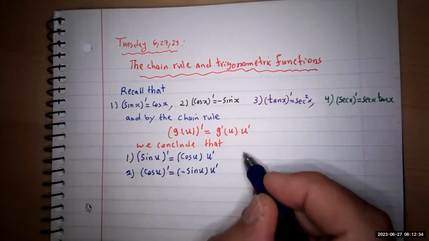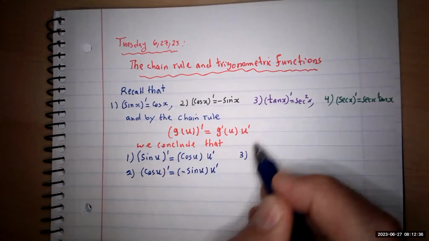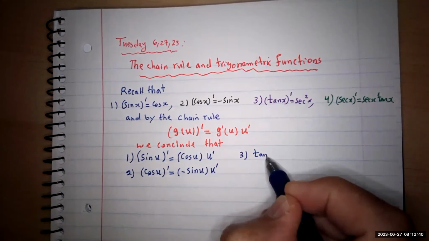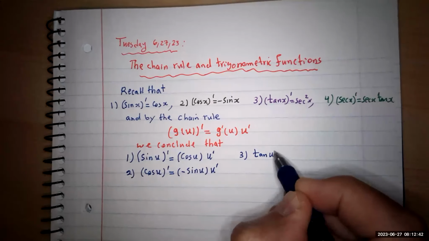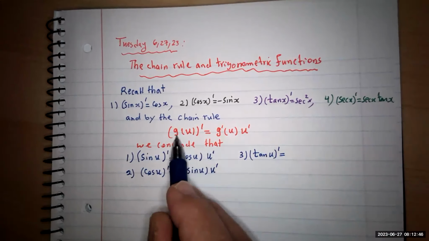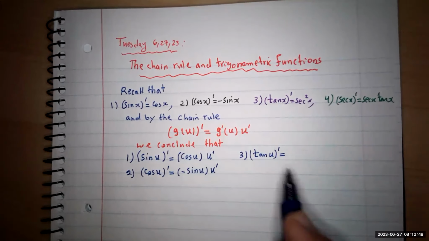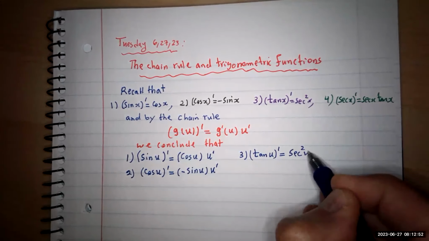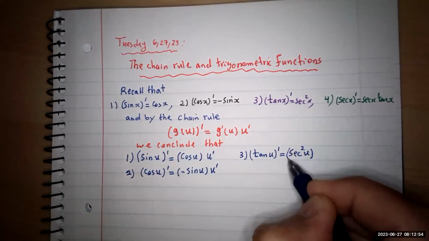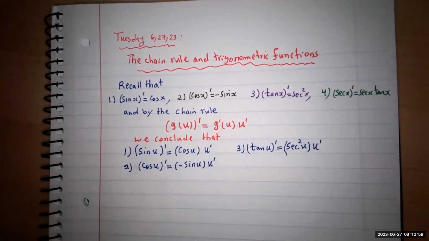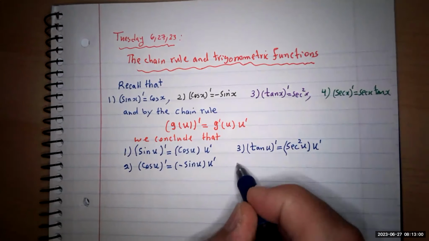Now the third one. How about the derivative of the tangent of something other than x, tangent of u? Again, your g function is tangent. The derivative of tangent is secant squared. But remember, it's secant squared of u. And you have to multiply by the derivative of the inside, u prime.